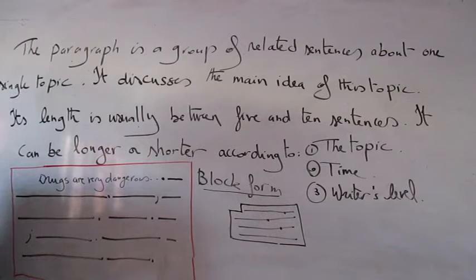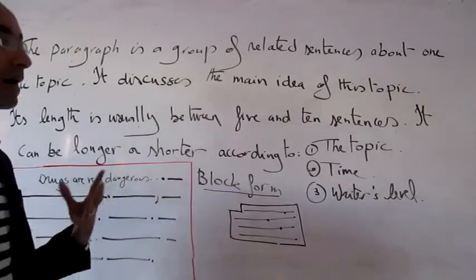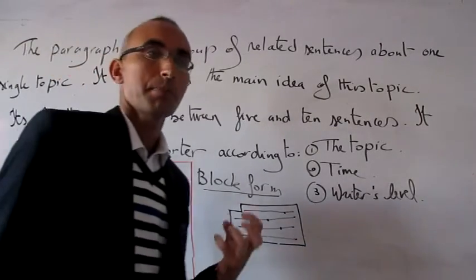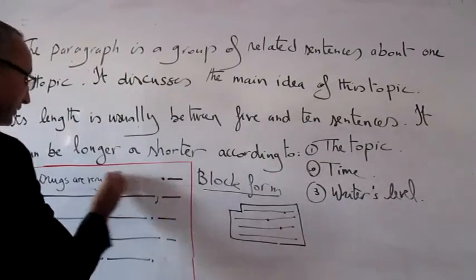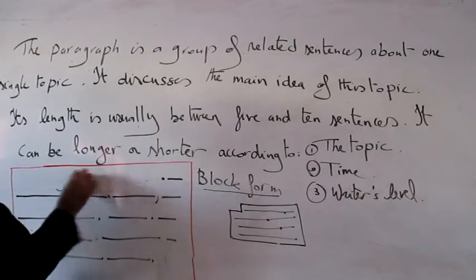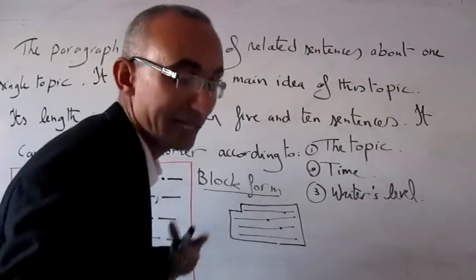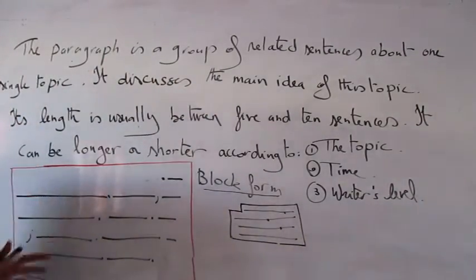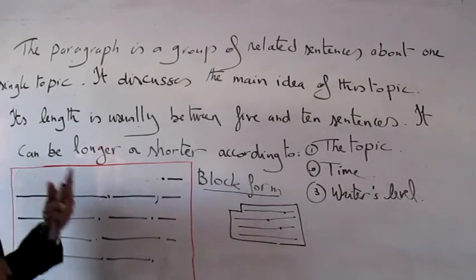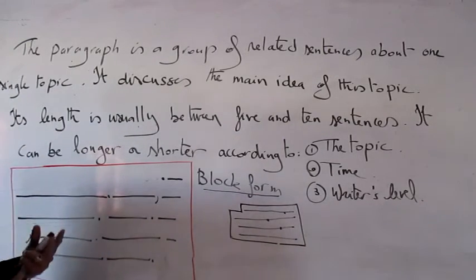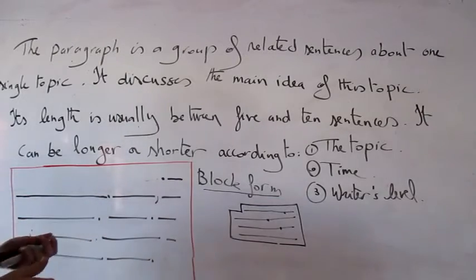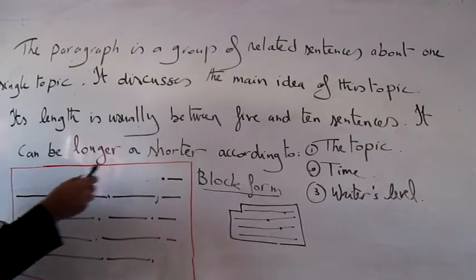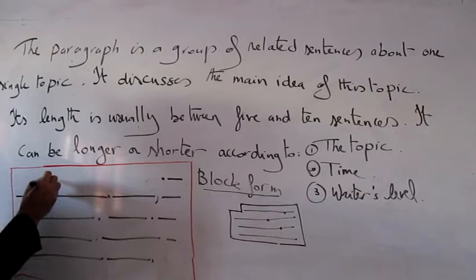Good. Now we move on to the three parts of the English paragraph. As you know, the English paragraph has three major parts. Today we'll talk about them only generally and briefly, and in our next lesson, inshallah, we'll try to detail the characteristics of each part and the rules that govern the use of each part. So let's suppose that these lines represent my sentences.